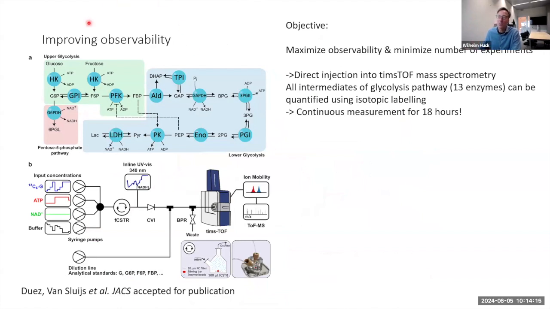So in this case we took the glycolysis pathway, we immobilized 13 enzymes on hydrogel beads, we put them in a flow reactor, and then we immediately inject the outlet of the reactor into a mass spectrometer. So now you get a data point every half a second. You can follow this for a very long time. And I can see all the different observables in there because the mass spec picks up all the different small molecules that are present in the network. And if you use isotopic labeling, then you can also quantify how much of each of these compounds you have. So you really get a lot of information.